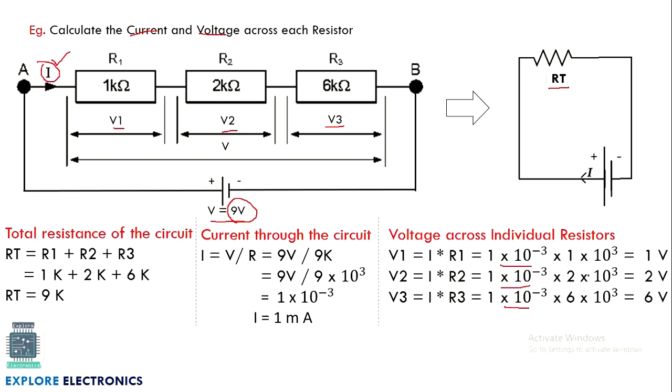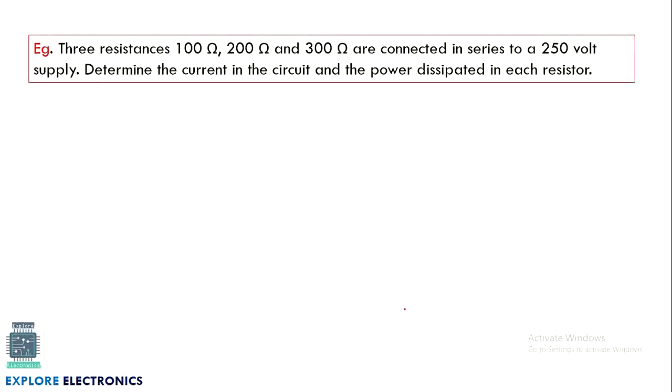1 kilo ohm, 2 kilo ohm, 6 kilo ohm. So accordingly we are going to get voltage V1 is 1 volt, voltage V2 is 2 volts, voltage V3 at resistance R3 is 6 volts. Like this we can solve the problem when the resistances are connected in series, and we can find out the current and the individual voltage drops across the resistors. Then we have one more problem here.